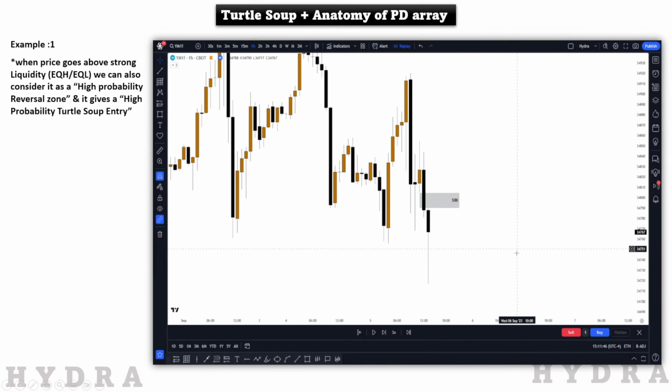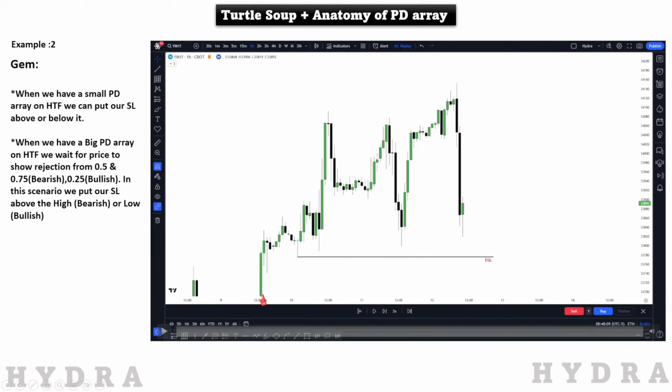Hey folks, so this is example number 1, and as you guys can see, as per our first rule, we will have to identify a higher time frame PDRA, and now I'm on hourly. Okay, so I played the example 1 again. Let's go to example 2, and this is the example 2. Okay, I'm gonna play it now.